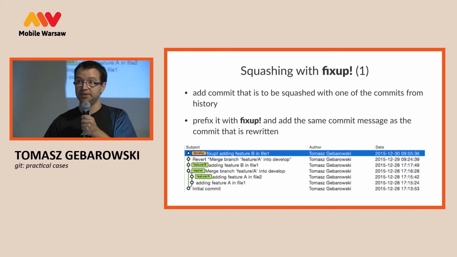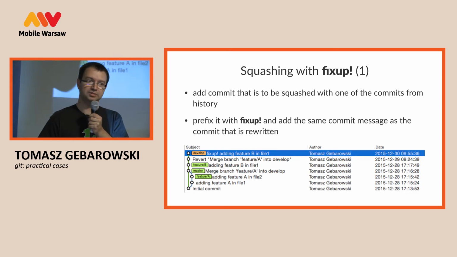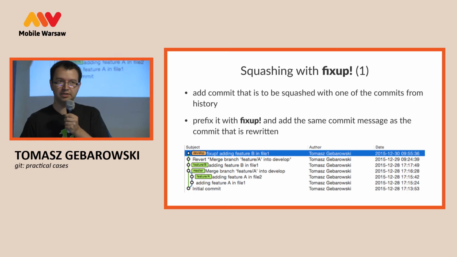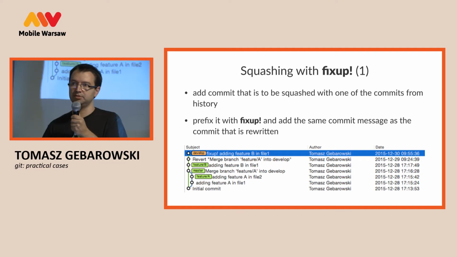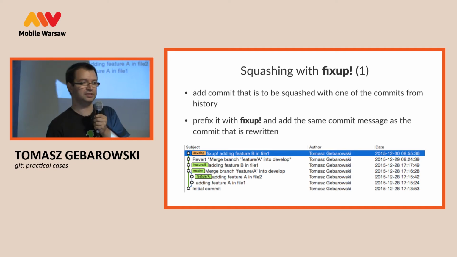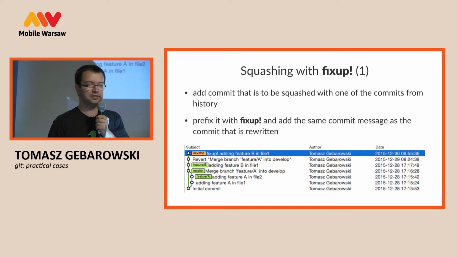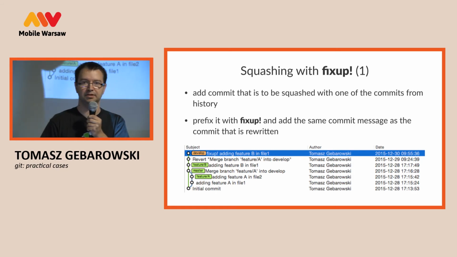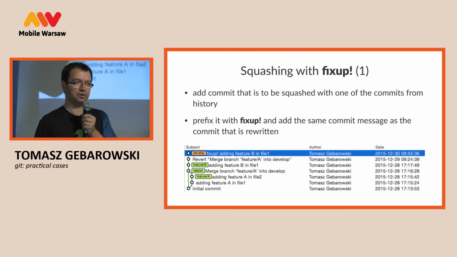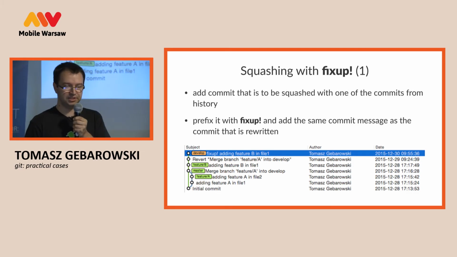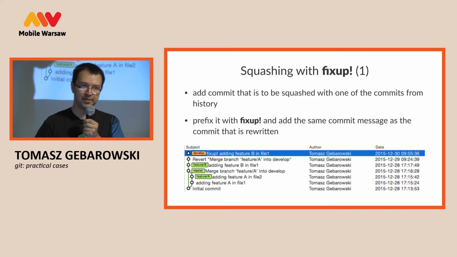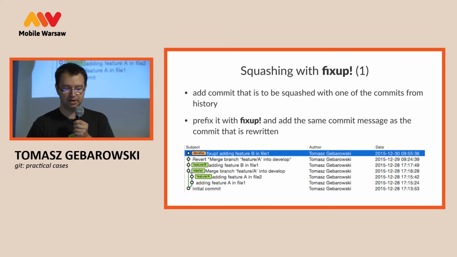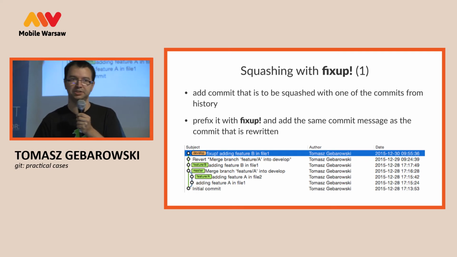Then in the same branch, you are working on something related to that, but something that you want to have in another commit. You're adding it, then probably you are adding something else, and then you realize that something that was implemented in the first commit is totally wrong. So you can easily fix it up by creating another commit that is prefixed with the fixup! annotation.